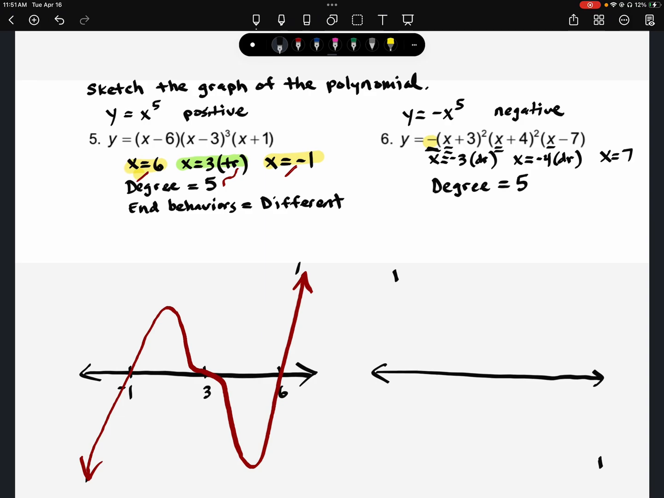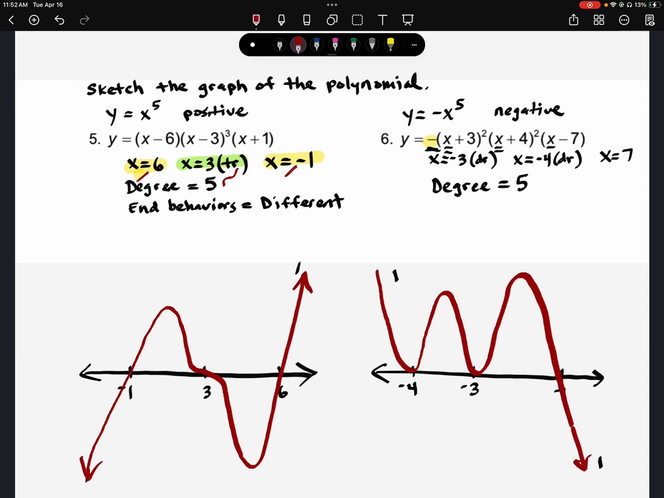Let's go ahead and add our roots. We've got negative 4, we've got negative 3, and then we've got positive 7. So let's take it, and it looks like at negative 4 we have a double root, so we're going to come down, we're going to bounce, come up. At negative 3 is another double root, so we're going to bounce again, come up. And then at 7, we have a single root, so we're going to pass straight through that one, just like that. That would be a sketch.